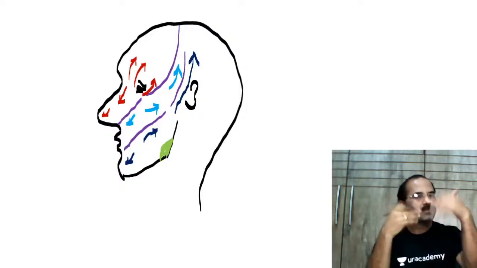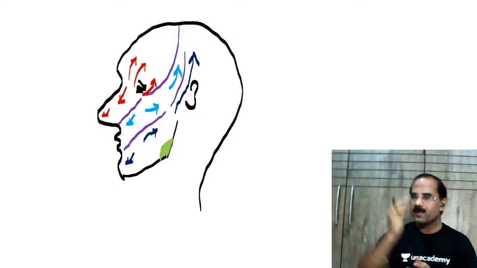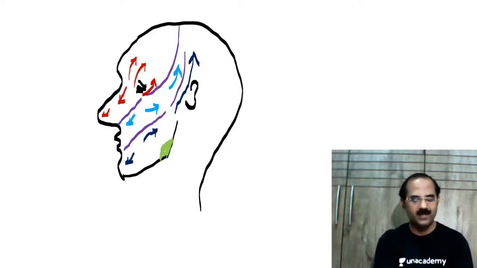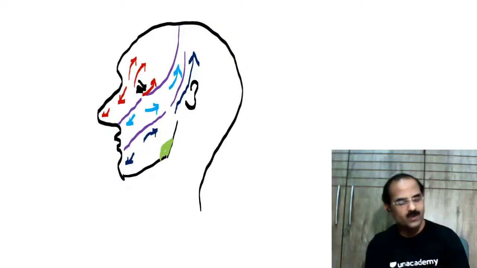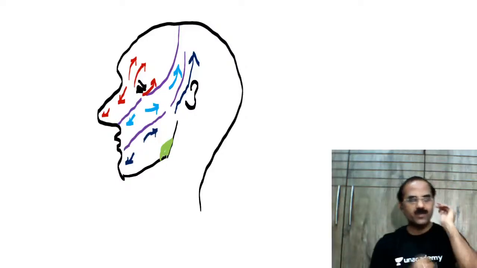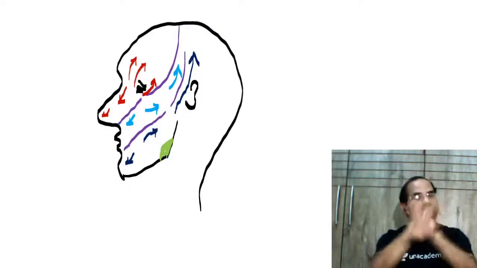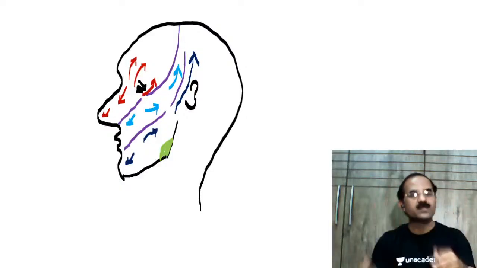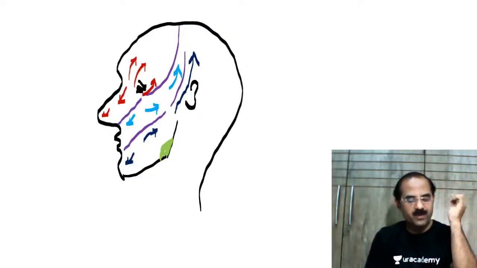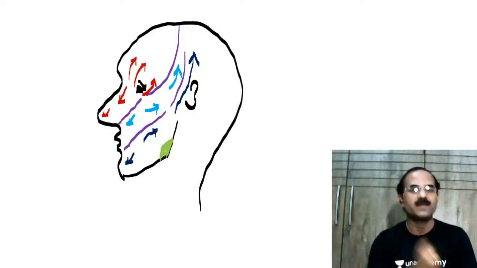Is there a buccal branch of some other nerve also? That's the buccal branch of facial nerve. There's a buccal branch of facial nerve, and there's a buccal branch of mandibular nerve also. Now what's the difference in them? The buccal branch of facial nerve is motor, and the buccal branch of mandibular nerve is sensory.